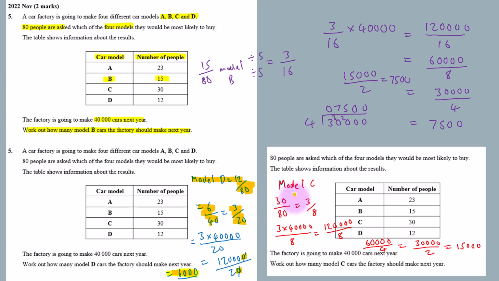Now Model C is 30 cars out of 80. That simplifies to 3/8 nicely. Do the same again. You can do bus stop here, or just carry on simplifying the fraction, because fraction is essentially like division, and you get an answer of 15,000. And that is 2 easy marks in your pocket. Hopefully that works out and you got that correct. Well done if you did.